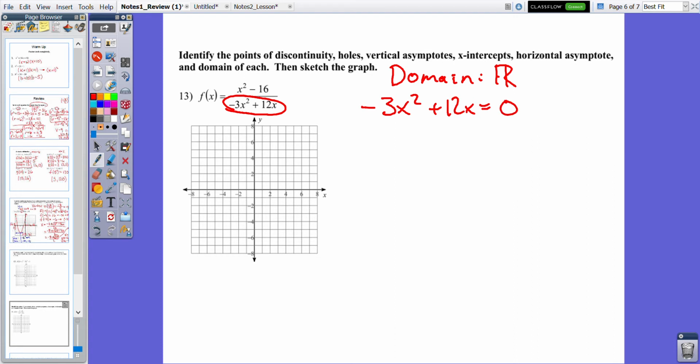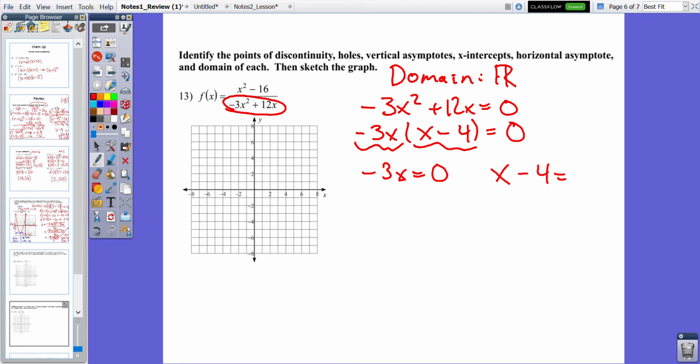First thing we're going to do is factor out our common factor, which is negative 3x. And then what we're left with is x minus 4. Once we have that greatest common factor taken out, we take our two factors and set them equal to 0 to determine where our points of discontinuity are. So negative 3x equals 0, x minus 4 equals 0. Negative 3 times a number equals 0, that means that number has to be 0. And if we add 4 to both sides, we get x equals 4.